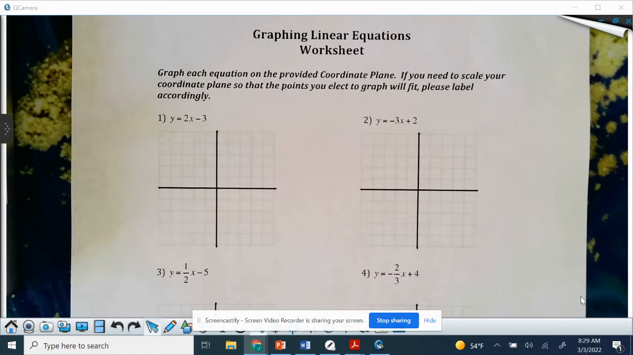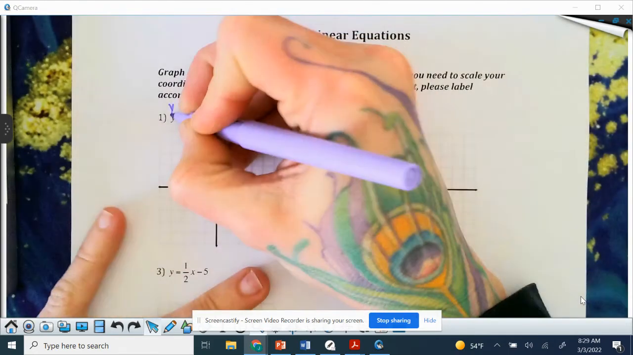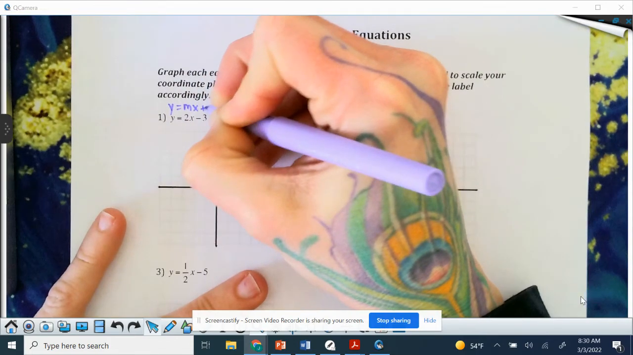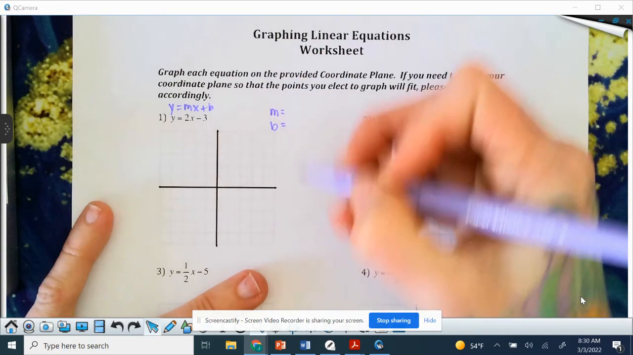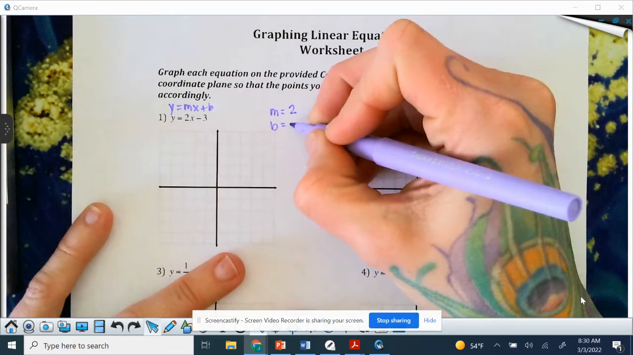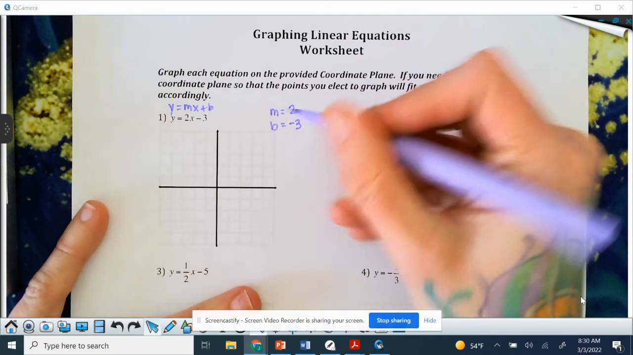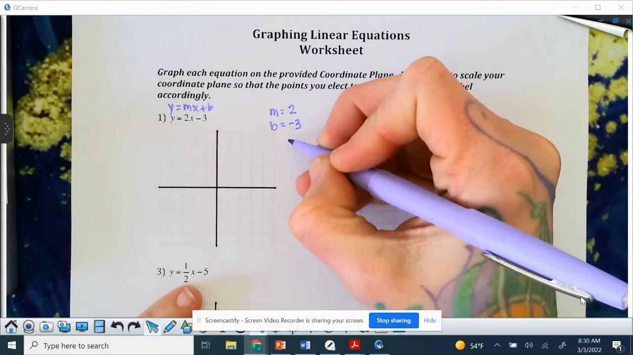So we're going to start with our first one, and we're going to identify our M and our B. So y equals mx plus b. And when I say M and B, remember M is slope, and B is your y-intercept. So in this case, our M is a 2, and our y-intercept is a -3. And that's a positive slope, so we know that it is going to increase to the right, and that means it's going to head up in this direction.